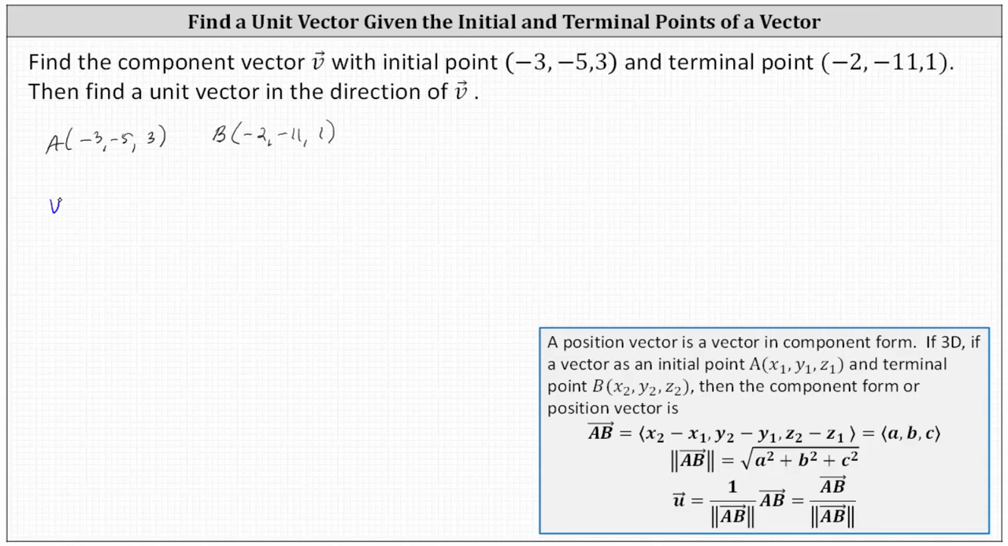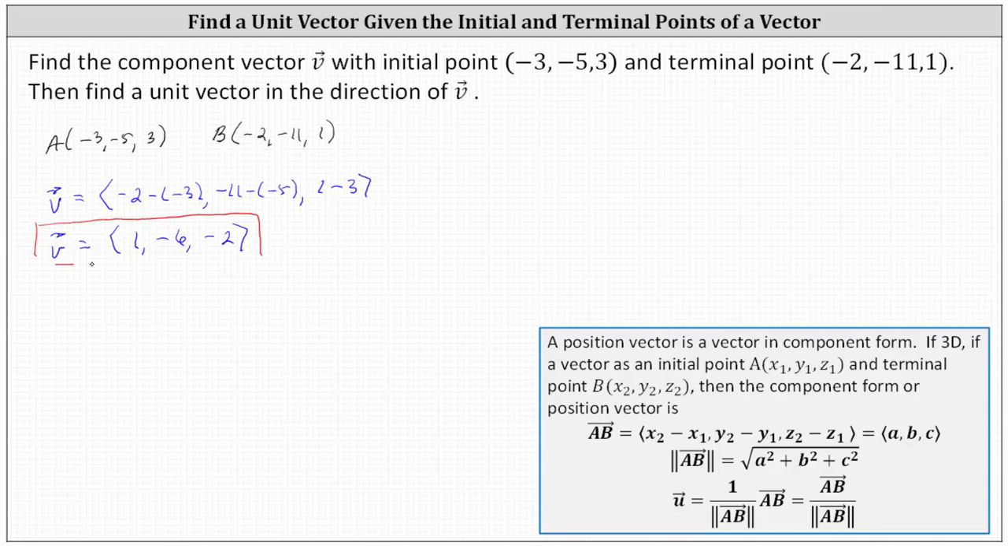This indicates for vector v in component form, the x component is -2 minus -3. The y component is -11 minus -5. And the z component is 1 minus 3. Simplifying, the x component of vector v is -2 plus 3, or positive 1. The y component is -11 plus 5, or -6. And the z component is 1 minus 3, which is -2. Now we have vector v in component form.